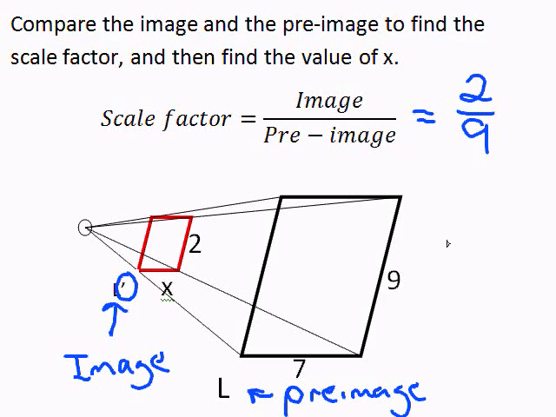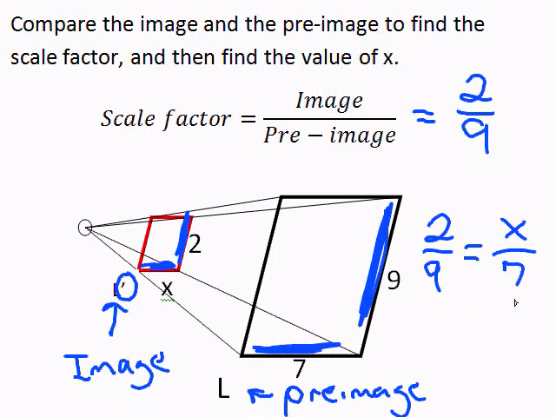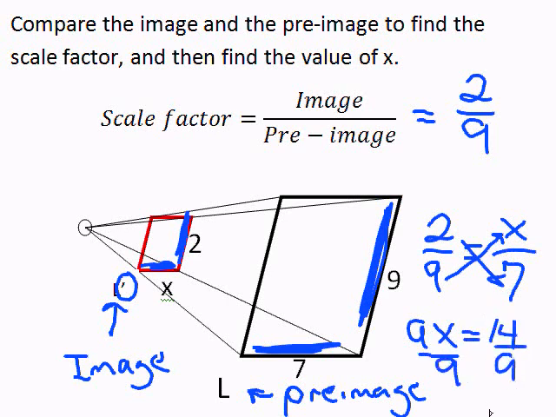Now to find the value of x, we're going to go 2 over 9 equals, so again I went from image to pre-image, comparing this side to this one, and I just look for two other sides to compare that are corresponding, such as the bottom side of this figure, x, and the bottom side of this figure, 7. To solve for x, I cross multiply. 9 times x is 9x. 2 times 7 is 14, and to get x by itself, I divide both sides by 9, giving me x equals 14 over 9.